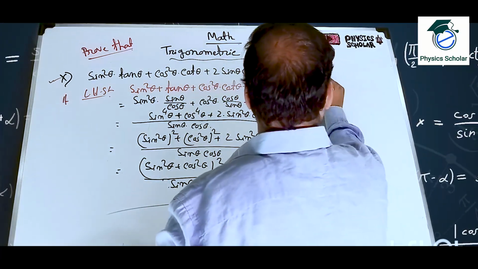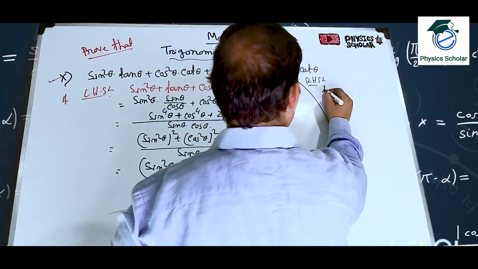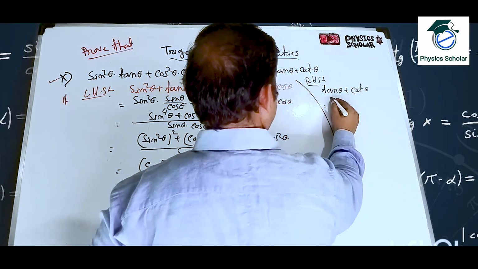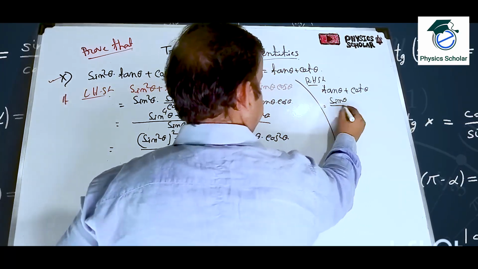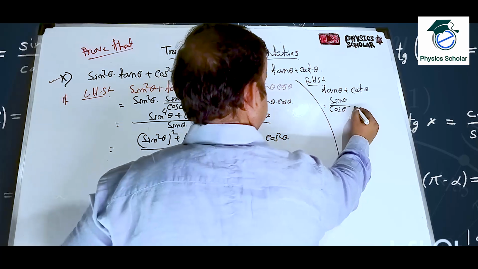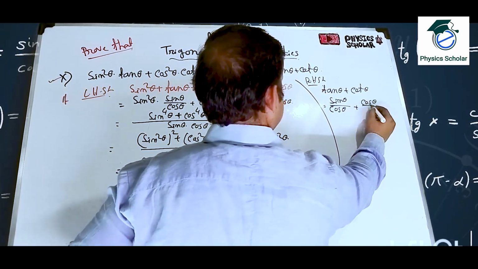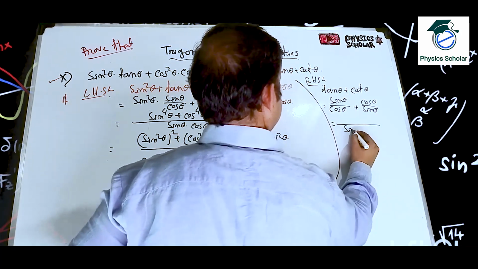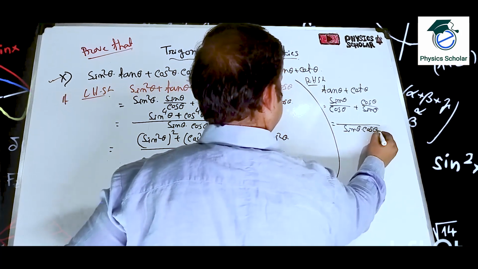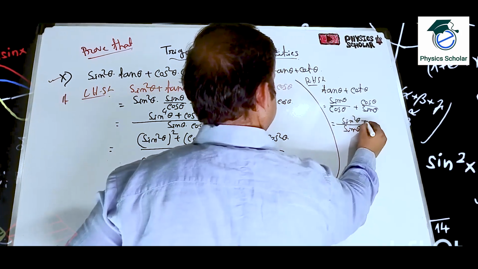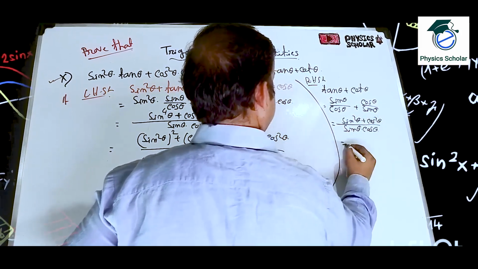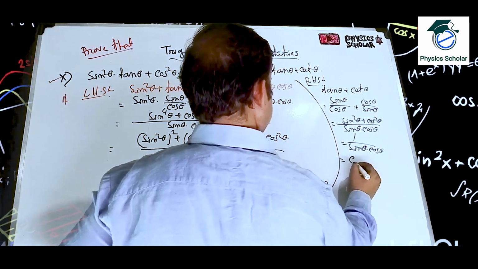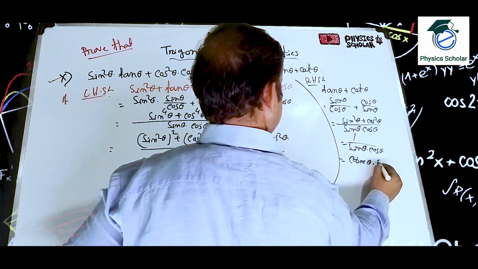Now let us do the right hand side. Tan theta plus cot theta. Tan theta means sin theta by cos theta, plus cot theta means cos theta by sin theta. So sin theta cos theta will be the LCM. So it will be sin square theta plus cos square theta, so it will be 1. So 1 by sin theta into cos theta. That means cosec theta into sec theta.